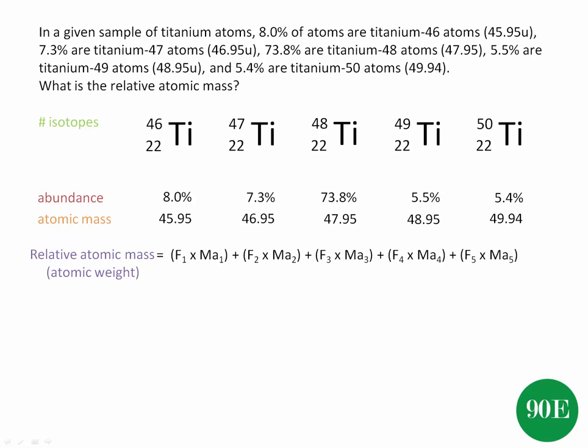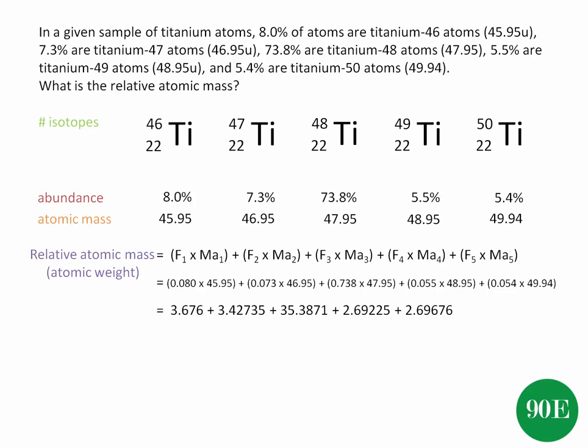So if you put the numbers carefully in, this is what you should come up with. Do the multiplications, and this is what you should come up with, do the additions, and you can work out that the relative atomic mass, when reduced down to two significant figures, is 48.